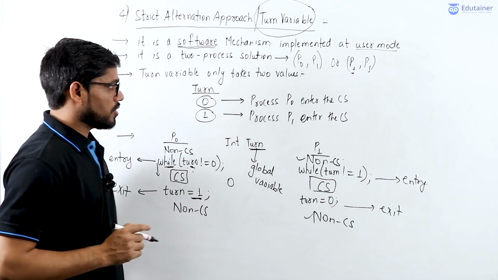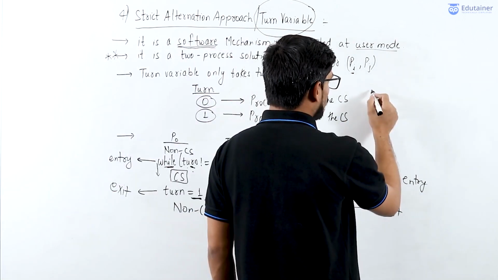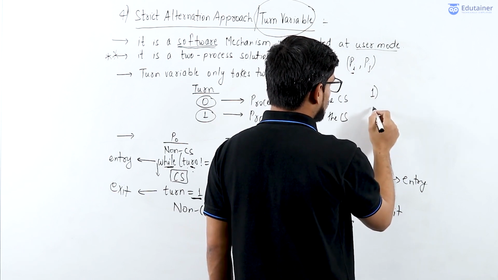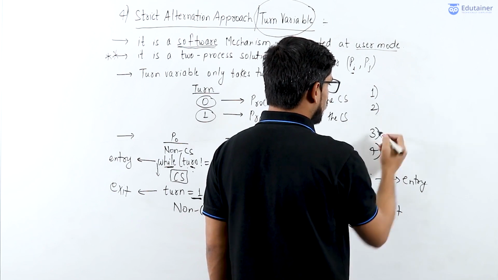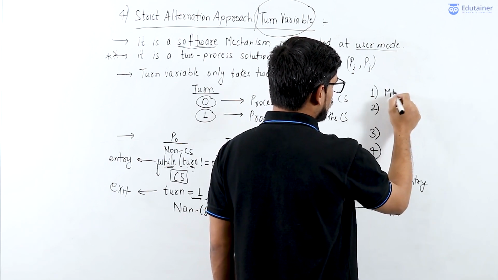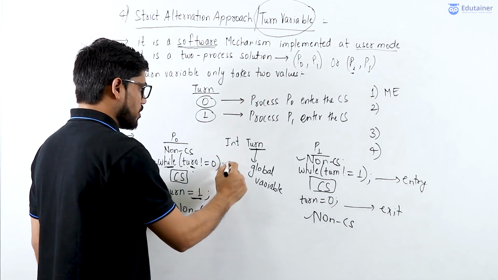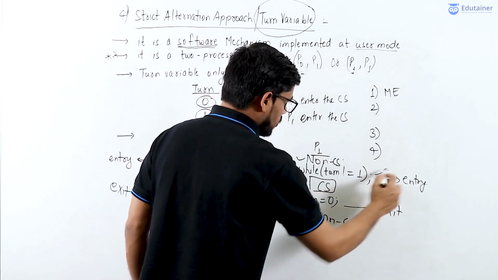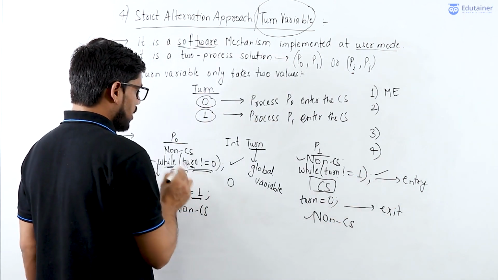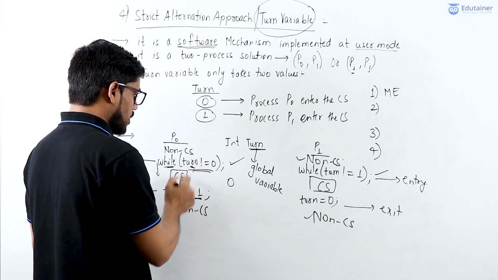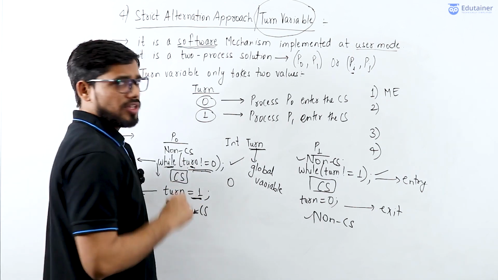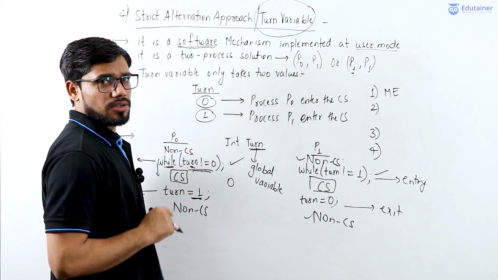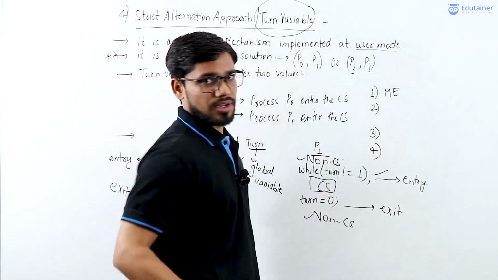Here one important thing is the requirements of a synchronization mechanism. There are 4 requirements: 2 are primary and 2 are secondary. One is mutual exclusion, and definitely mutual exclusion is provided by this code. If turn is equal to 0, then process P0 can enter the critical section, and if turn is equal to 1, then process P0 cannot enter; process P1 can.